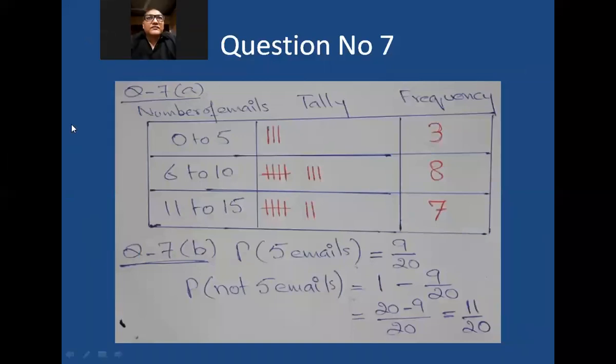So here we go. From 0 to 5, there were 3 tallies, so the frequency is 3. From 6 to 10, there are 8 tallies, so the frequency is 8. From 11 to 15, there are 7 tallies, so the frequency is 7. So I just count how many tallies there are, and I get 3, 8, and 7. That's the frequency. And this table is called the frequency distribution table.